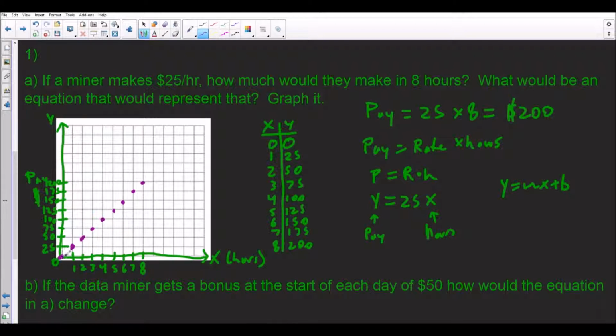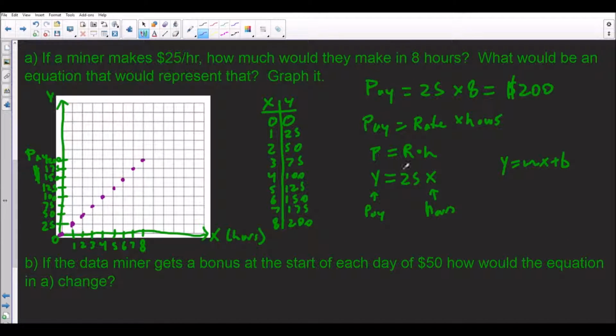And actually, if you extend this graph, you could see how much you could make in, say, 200 hours. And all we're doing is saying, okay, if we put in 200 for x, what would y equal? If we put in 200 for x, we would be able to figure out how much we would make in 200 hours. So this is basically what you do anyways in real life, right? You calculate how much you're going to make. But all we're doing is making a formula for it. So it's actually not fancy at all. All it is, how much you're getting paid times how many hours is going to be your total pay.